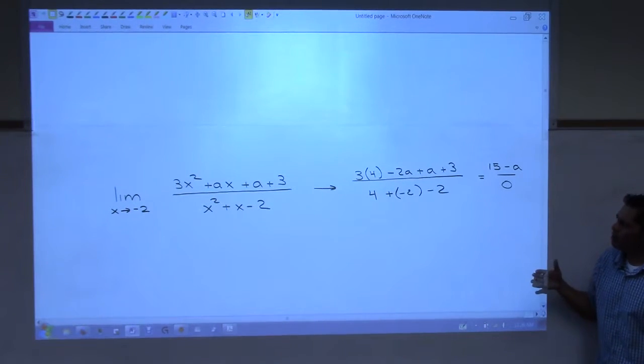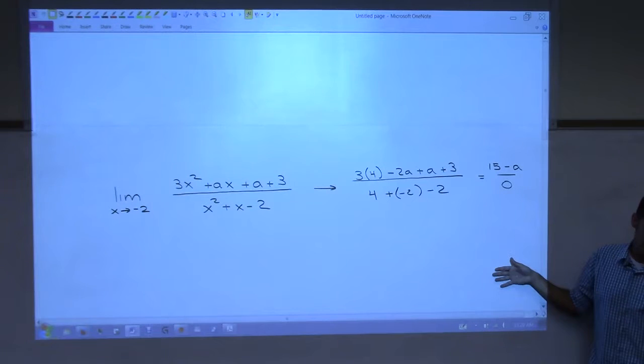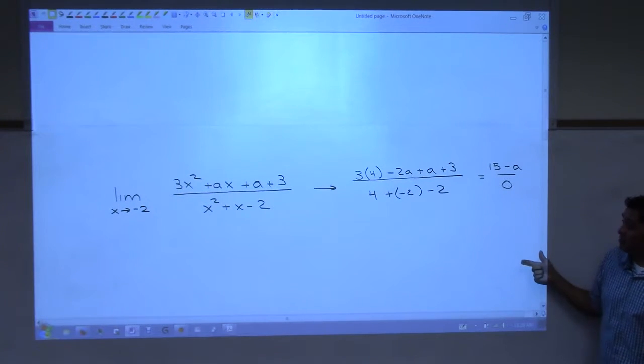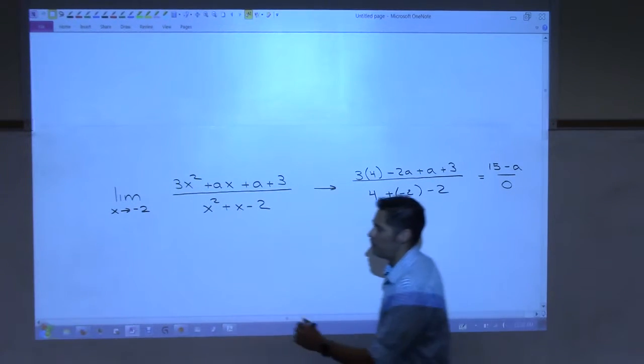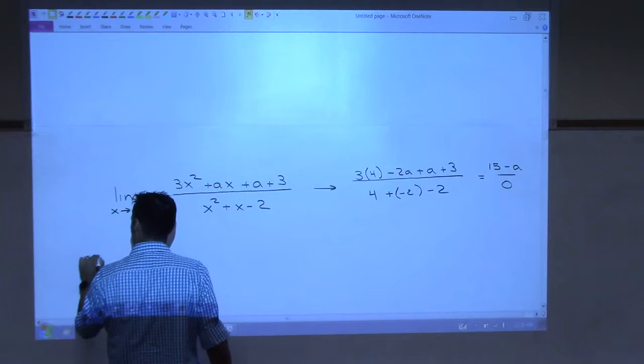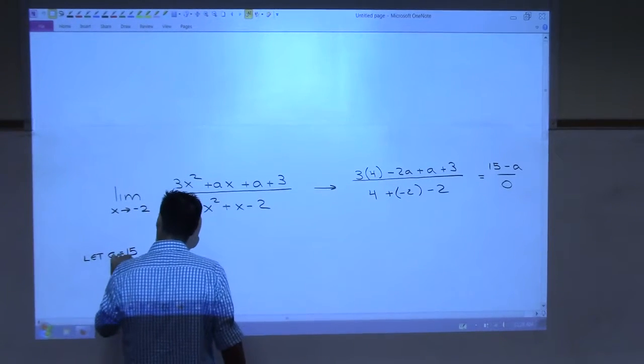The only thing we've been working on is if the thing was what? 0 over 0, right? And then we've had some success. So maybe we can have some success if we can make this look like a 0 over 0 also, which would mean a would have to be what? 15? Let's go for it. Let's just try a is 15 and see what happens. Let a be 15, and let's rewrite the limit.